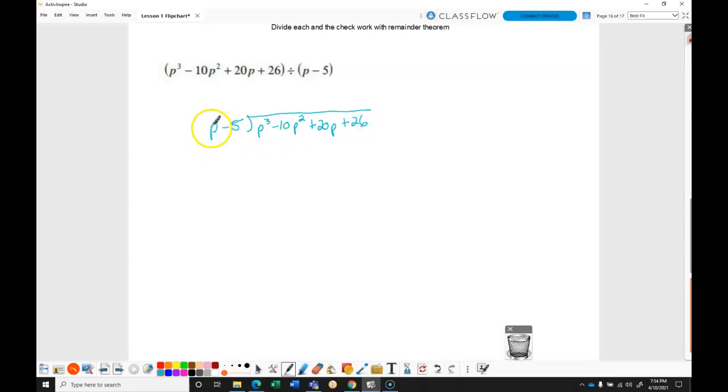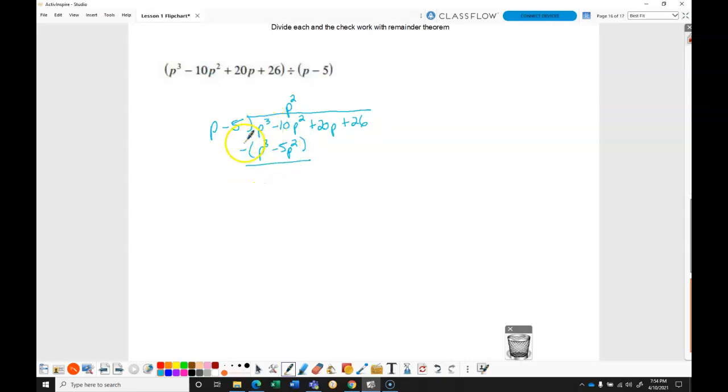I just focus in on that p. What do I have to multiply that by to get to p to the third? Well, I'd have to multiply it by p squared. So I'm going to put p squared up here, above the term it matches. And I go ahead and do the multiplication, but I have to remember I'm subtracting this. P squared times p is p cubed, and p squared times -5 is -5p squared.